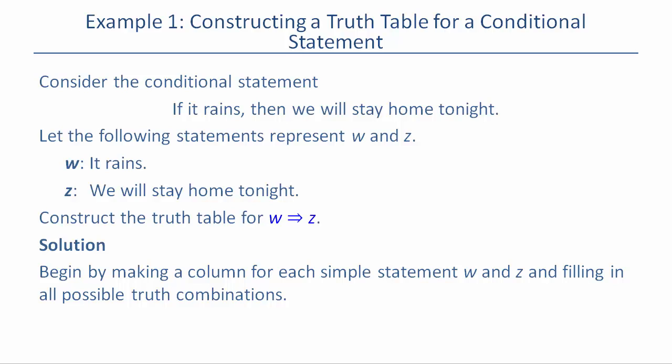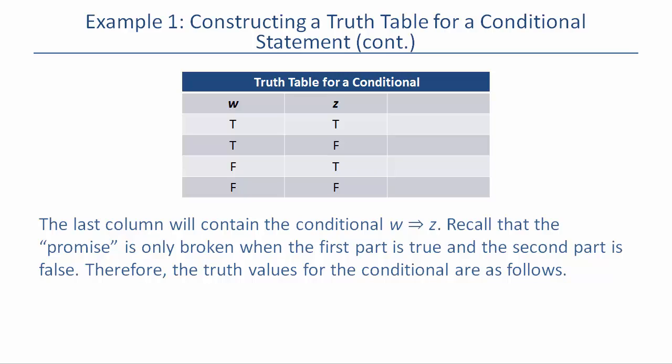Okay, so consider this one. If it rains, then we will stay home tonight. We'll let W be the statement, it rains, and then Z will be the statement, we will stay home tonight. So that gives us W implies Z. If we do the same thing that I just did with my statement and create a truth table, here's the same one, right? TTFF and then TFTF. And then the last column is going to be the conditional.